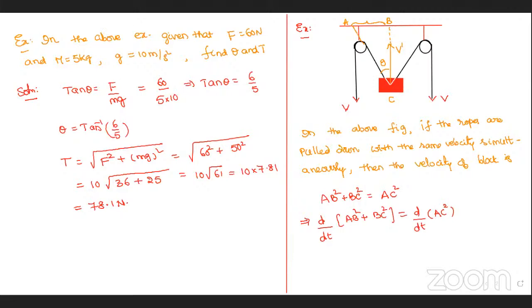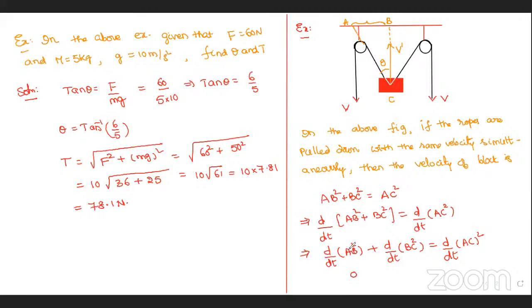I explained why I am differentiating that equation. Yes, good. Now I am going to the separation rule. d by dt of AB square separately plus d by dt of BC whole square separately is equal to d by dt of AC whole square. This one, straight away, I write as 0.